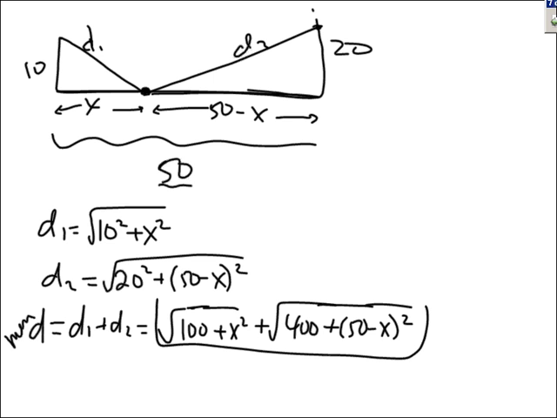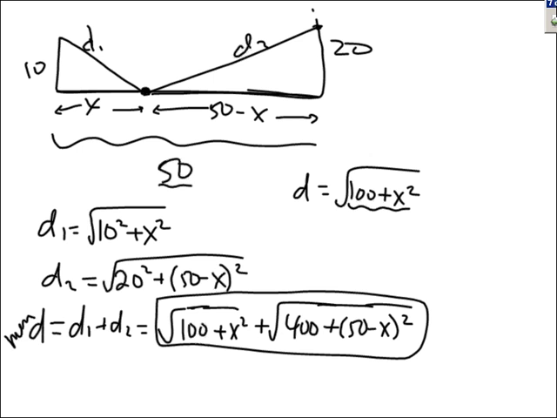this. Now, unlike the last problem where we wanted to minimize, say, the square root of 100 plus x squared, we could minimize what's underneath. This time we have a sum of them. Okay, so to find the least of the square root of this plus the square root of that, we can't just minimize this plus that. That may not be the least.